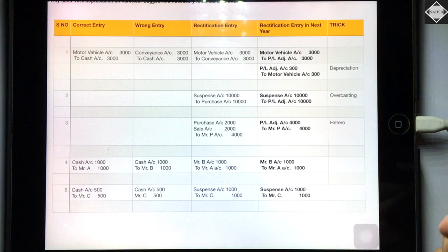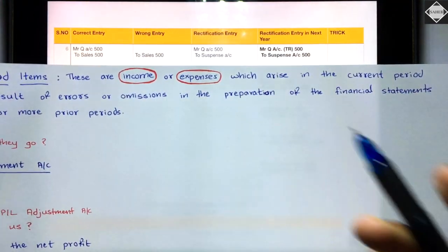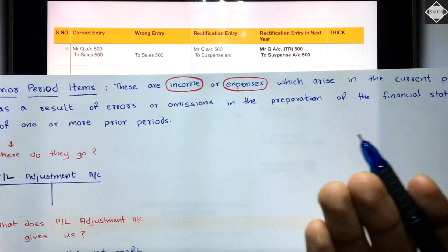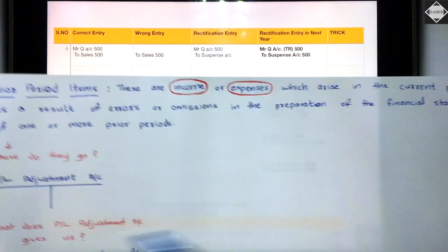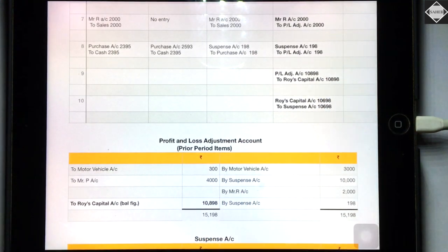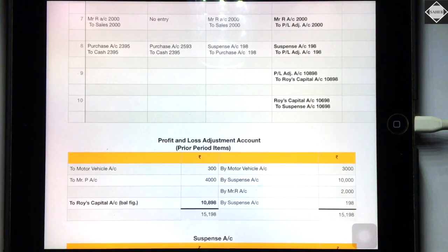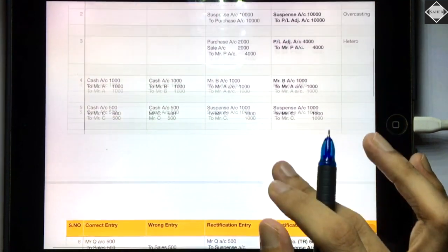Yes. So that's what prior period items are: income or expenses which arise in the current period as a result of errors or omission in the preparation of the financial statements in one or more previous periods, right? It's also called the prior period items account, and these all are prior period items. Okay, fine. Now, how will it work? Really easy. You just have to see the journal entries.